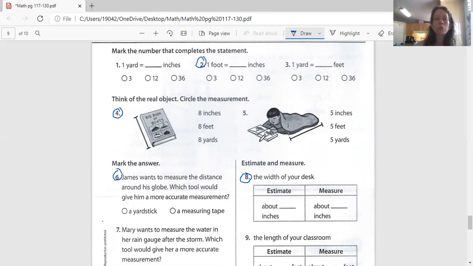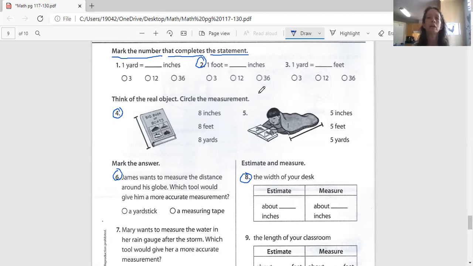All right, so let's read the directions. Let's listen and repeat the directions. The directions say, mark the number that completes the statement. Okay, mark the number that completes the statement. All right, we've talked about a lot of these. Are we doing this one today? Nope, not today. We're doing this one today, though. And it says 1 foot equals how many inches? We talked about that yesterday. 1 foot, we said, was this long, and then they've got those little bitty inches in there. How many of those inches equal 1 foot?